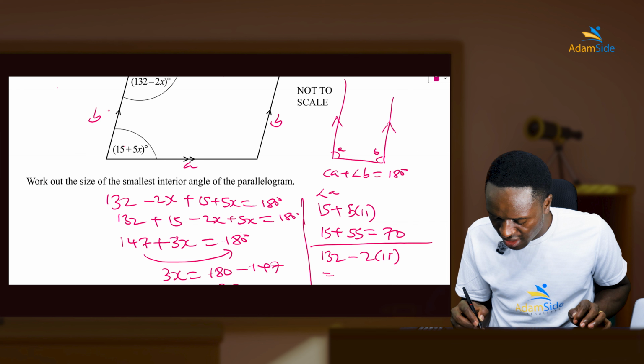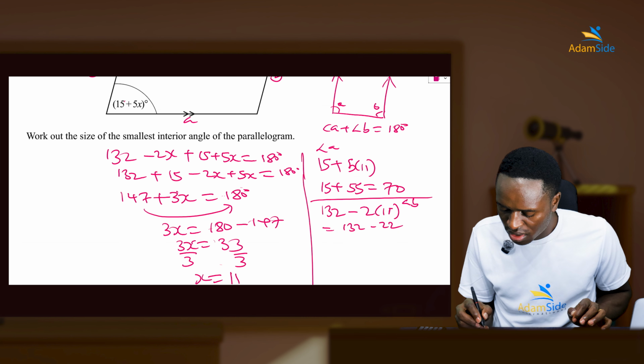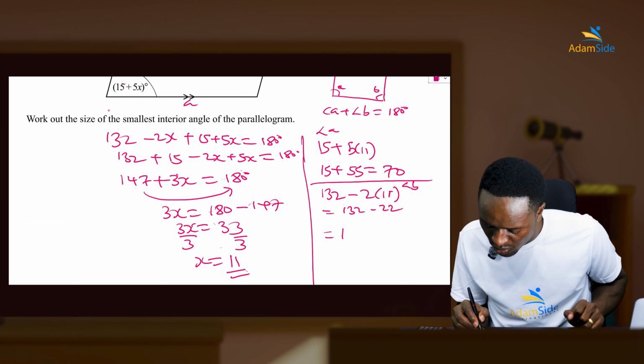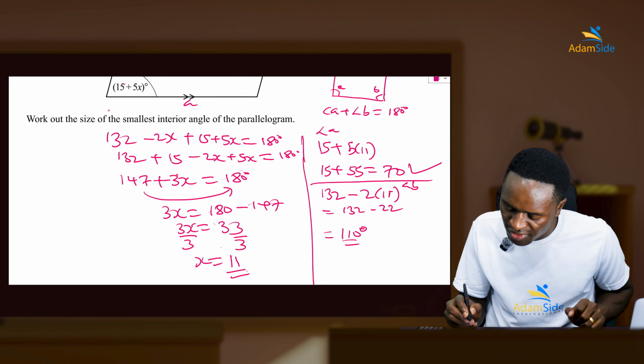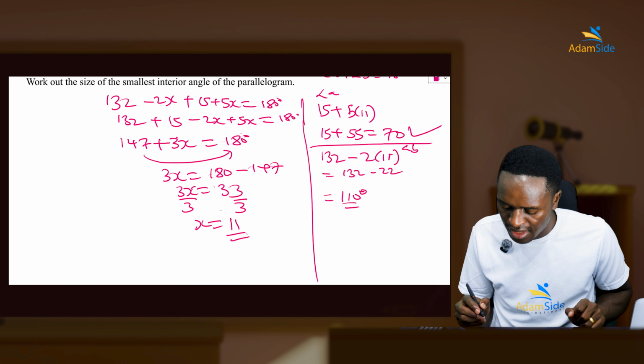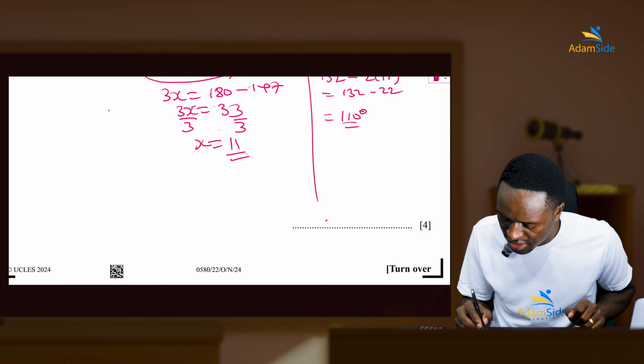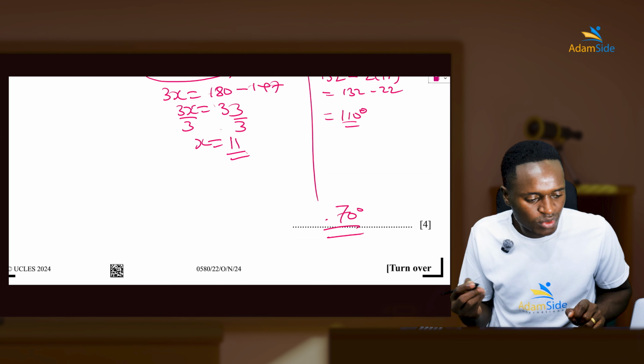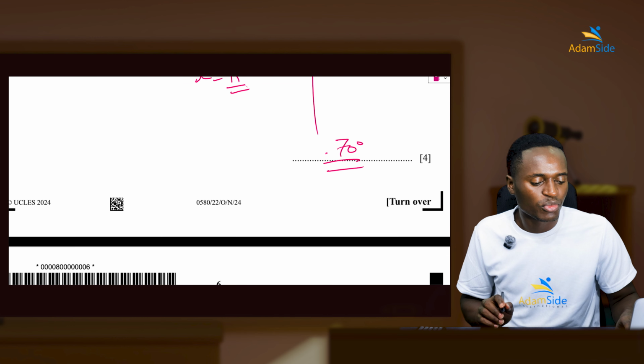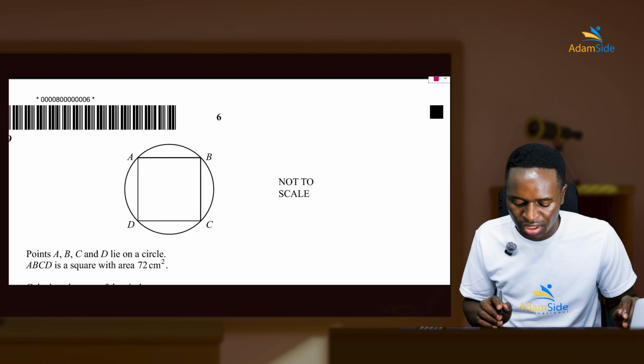Denominator is angle A, and then angle B is 132. This is angle B. 132 minus 22. What do you get? You get 110. So which one is the smallest angle? The smallest angle will obviously be 70. Therefore, our answer, the smallest angle is 70 degrees. You get your 4 marks like that. Very simple. Then we go to question number 9.